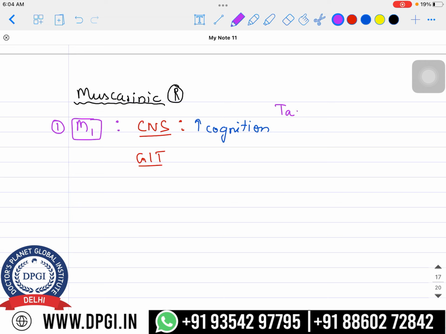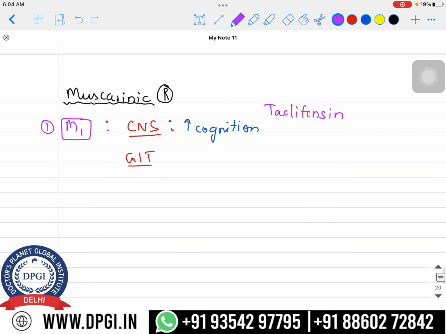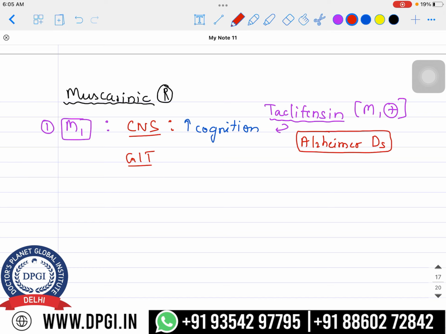So I'm writing over here that there is one drug called taclifencin. That is basically the M1 receptor agonist, and that's how it is increasing the cognition power of the patient, and that's how we are using it in Alzheimer disease, right? Everything is clear till now, right? In the GIT, it is actually increasing the secretion over there in the M1 receptor, right? So that is the case.